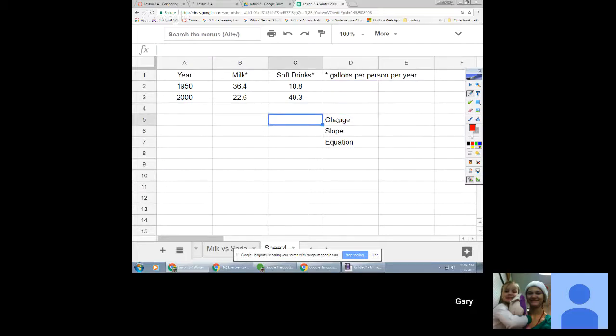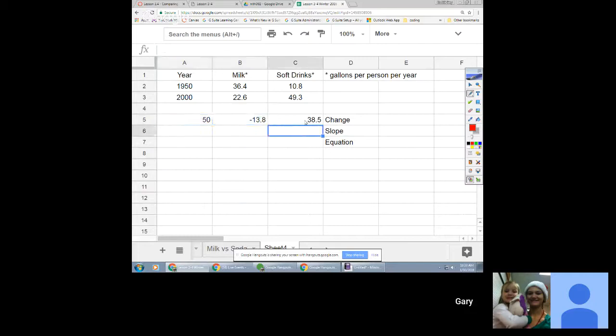So for the change, we just want to calculate the new number minus the old number. So we have an increase of 38.5 for soft drinks. And then I can just fill that formula over. A decrease of 13.8 gallons per year per person for milk. And then I can drag that over one more time over 50 years. I'll make that pretty later.